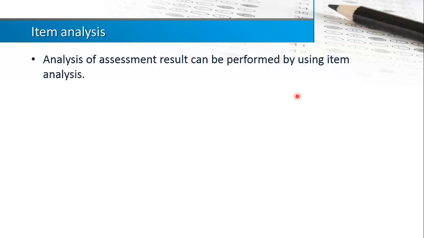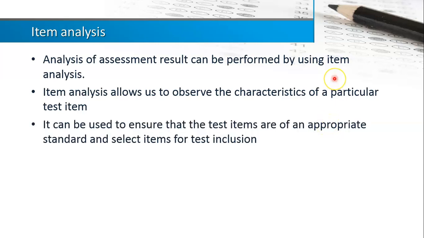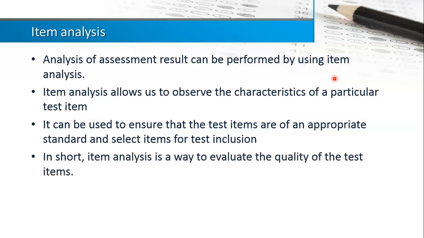The analysis of assessment can usually be performed using item analysis. It allows us to observe the characteristics of a particular test item, and whether it is appropriate in terms of the standard. Maybe we want to decide whether to keep the item for future use, or we have to modify it, or have to discard the item. So in a short way, we can say that item analysis is one of the ways to evaluate the quality of test items.